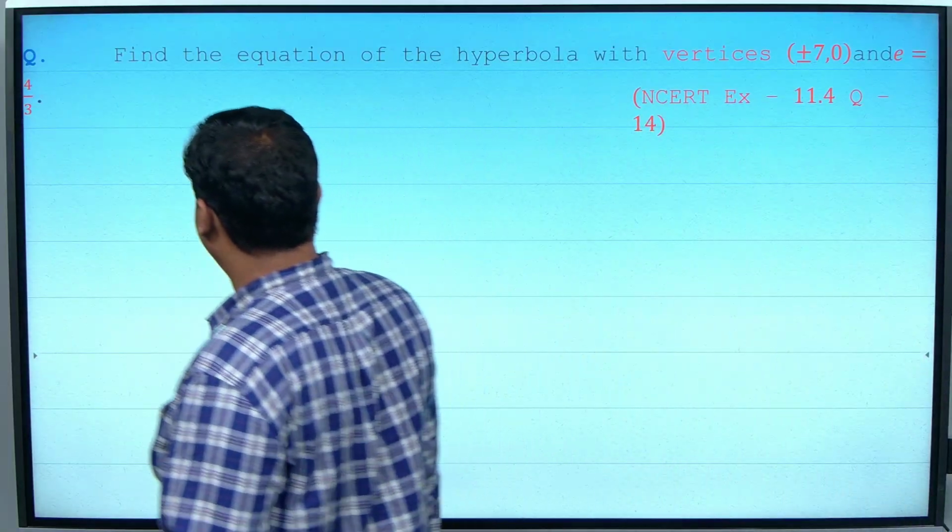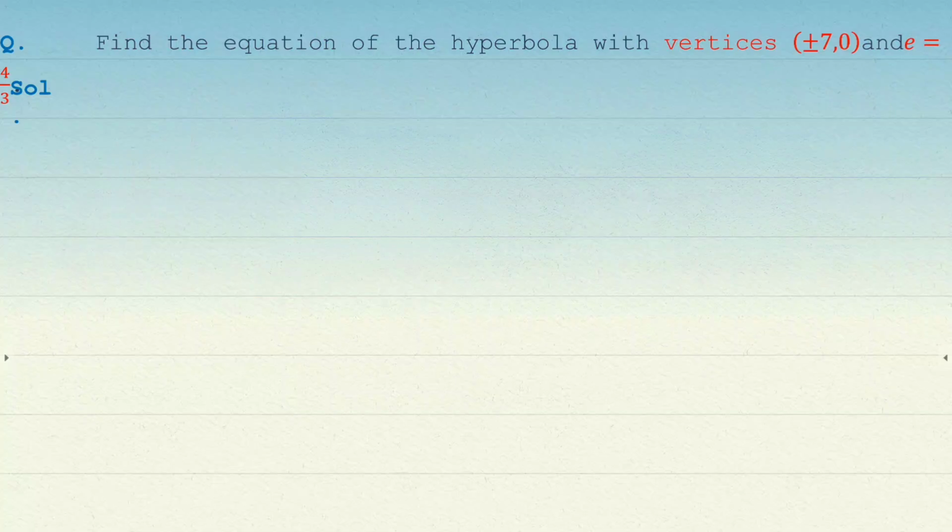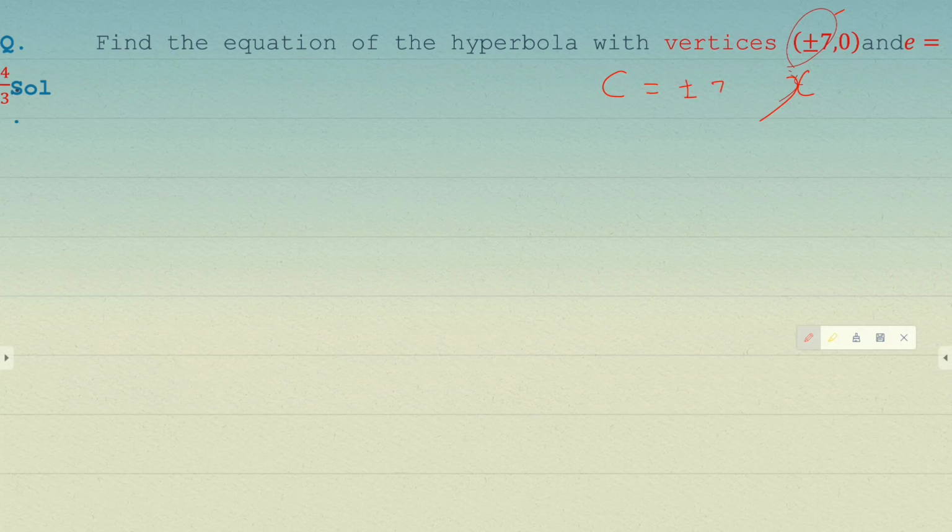See, guys, here they have given the vertex and they have given the E. I will give time, guys. So the vertex is in x, so my transverse axis is going to be x. What is this, A, B or C? C. So we got C as plus or minus 7, and we know E is equal to 4 by 3. What is E, guys? C by A, right? So C by A equal to E. So using this, 4 by 3 equals 7 by A.